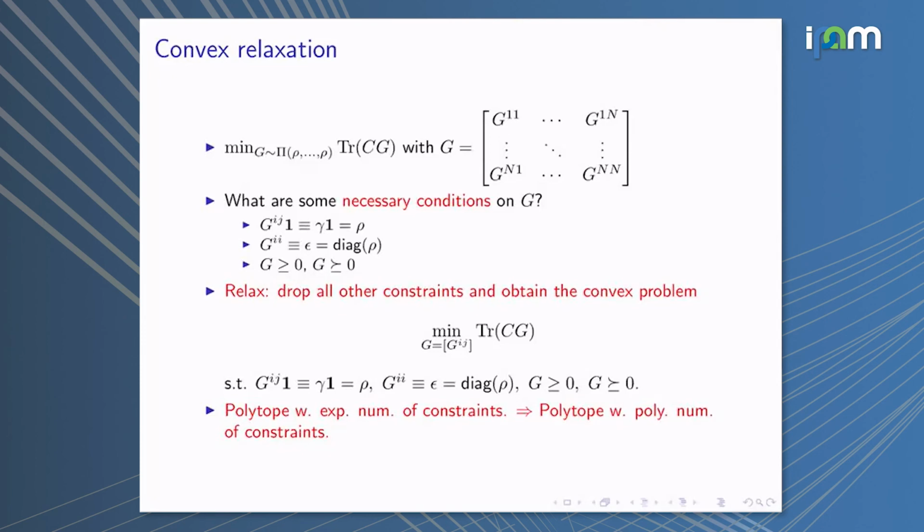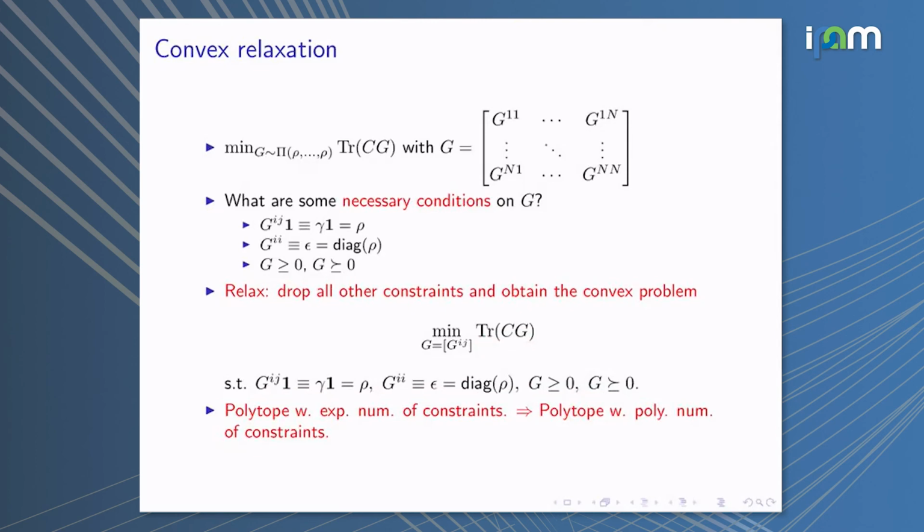Therefore, the main idea is just to relax by dropping all other kinds of constraints. I'm only going to work with this set of constraints. So I can optimize over all the G's that satisfy these constraints and try to optimize this trace C times capital G.